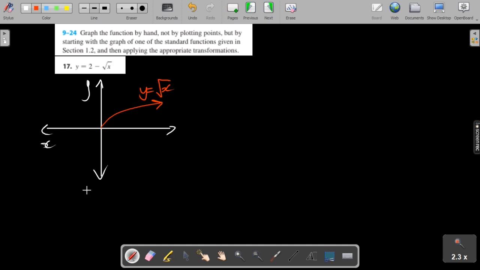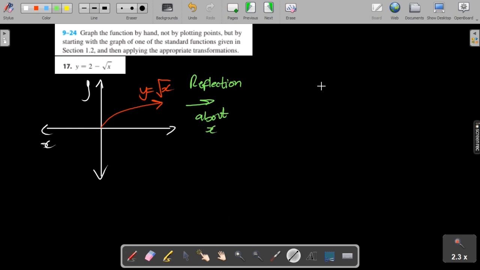So a few things happen to 17, but let's start with the reflection. So this is now negative square root of x. It's not square root of x. So that tells you that this was reflected. So from this to this, we have reflection about the x-axis.